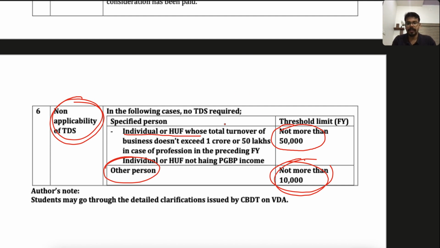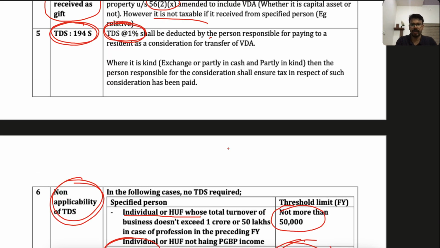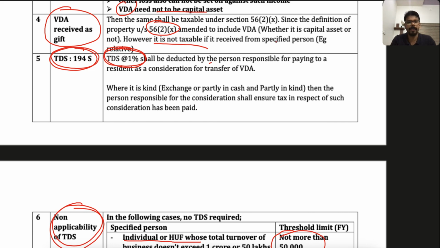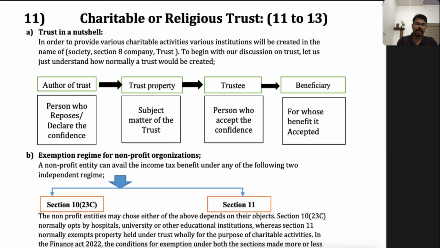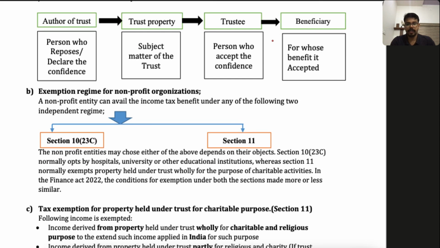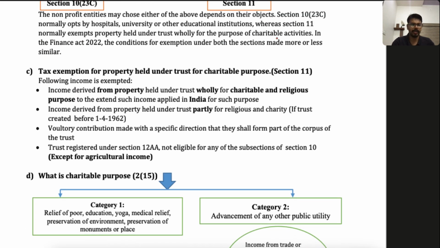Then there is a detailed clarification that was issued on VDA. I have not included those things. So have a basic understanding of VDA, that's it. And in case of charitable or religious trusts, we have an amendment. Amendment in the sense that in case of procedural things, they have brought in many amendments.